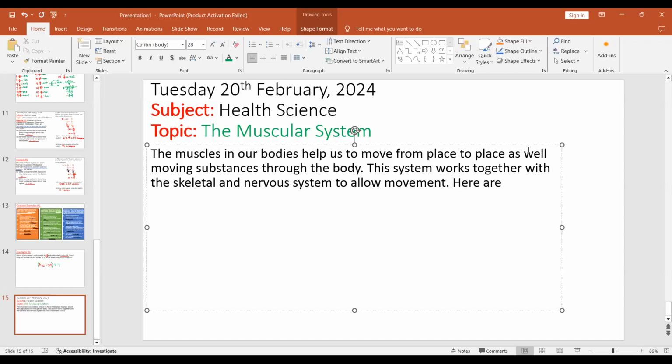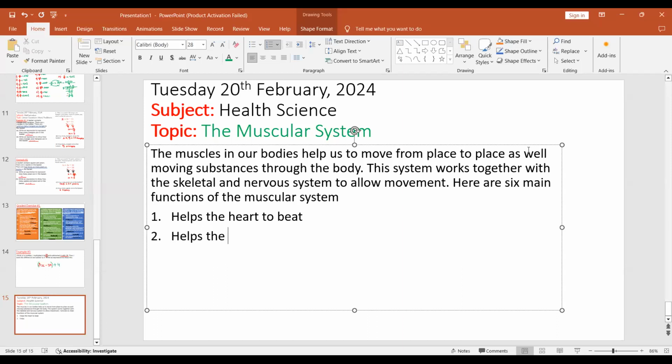Here are 6 main functions of the muscular system. Number 1, helps the heart to do what? Beat. Helps the heart to beat. Very good. Number 2, if it's helping the heart to beat, it's in turn helping the blood to do what? Helps the blood to, it's a C word. Circulate. Very good. Helps the blood to circulate.